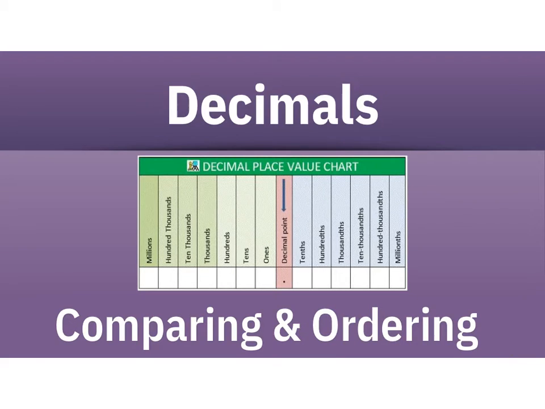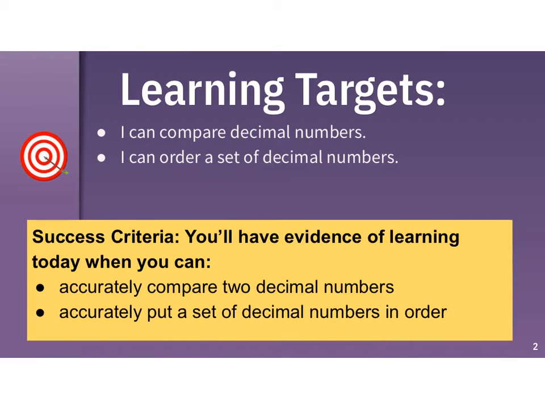Today we're going to continue our work with decimals by comparing and ordering decimals. Our learning targets for today are that we'll be able to compare decimals, meaning when I've got a couple of numbers with decimals in them, I can accurately decide which one is larger and which one is less, or which one is greater and which one's less. And then also being able to order a set of decimal numbers. That would mean taking a set of numbers and putting them in order, either from least to greatest or greatest to least.